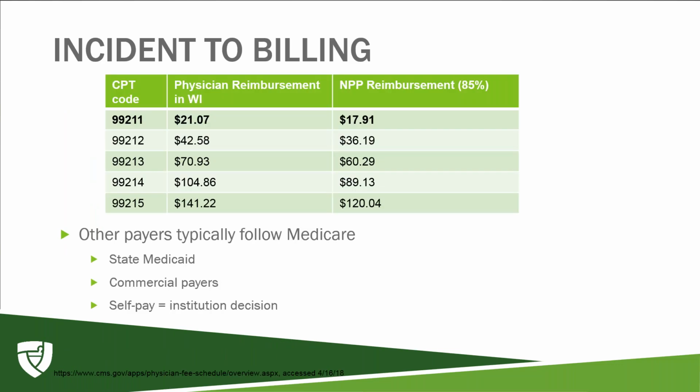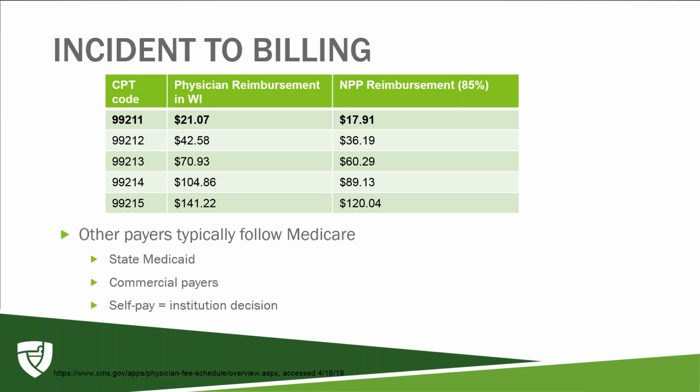All right, let's look at reimbursement or payment from Incident to billing. So this is what the provider would be paid or reimbursed in the state of Wisconsin from 2018. So you can see that the payments range from about $21 for that most basic 99211 visit, all the way up to $141 for the more complex 99215 visits. And then there's a range in between.